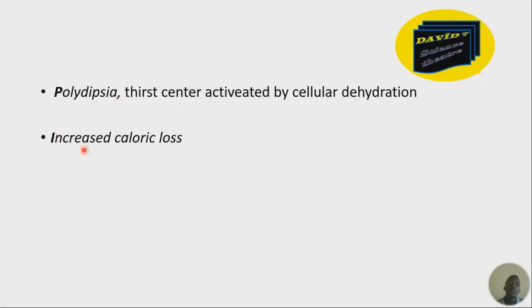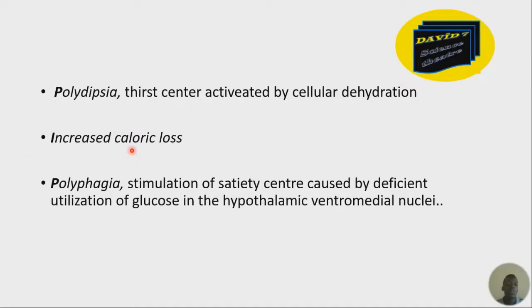Increased caloric loss. As you're losing glucose molecules, you're losing calories, so the calories are lost from the body. Polyphagia: due to loss of calories, you overeat. Polyphagia is the stimulation of the satiety center caused by deficient utilization of glucose in the hypothalamic ventromedial nuclei. So the ventromedial nuclei of the hypothalamus are overstimulated. They have the satiety center, so they are overstimulated when there is deficient glucose utilization by the hypothalamic cell bodies. So that causes polyphagia.